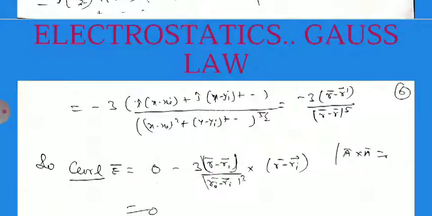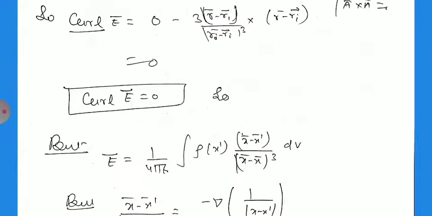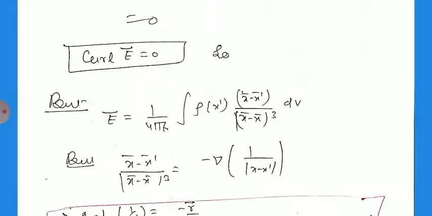So curl E equal to 0, because we have the curl of (r minus r') equal to 0, and here this is 3 multiplied with (r minus r_i) divided by |r minus r_i| to the power 5, this is multiplied by (r minus r'), and this is equal to 0. So the curl of E equal to 0.